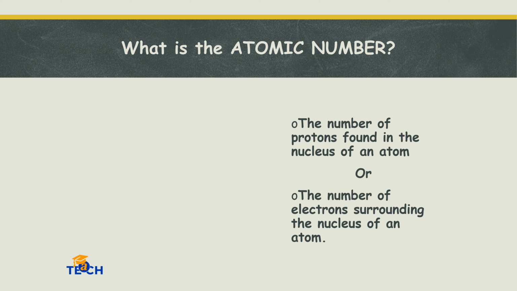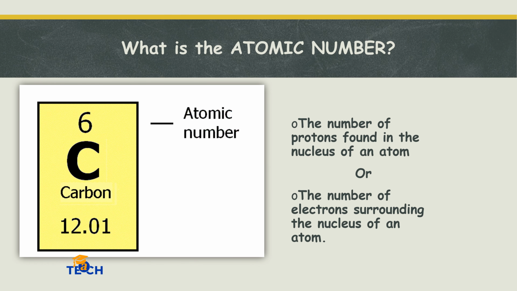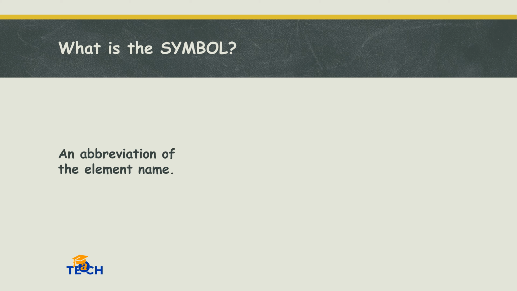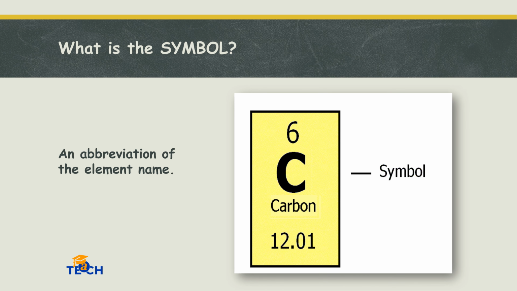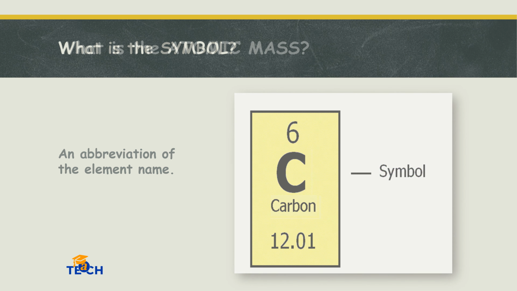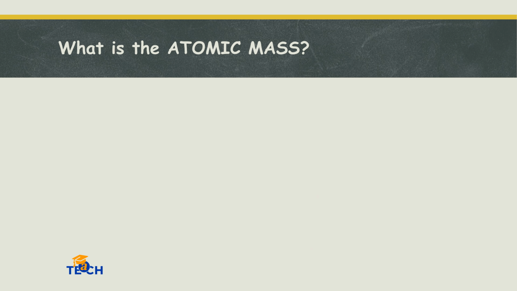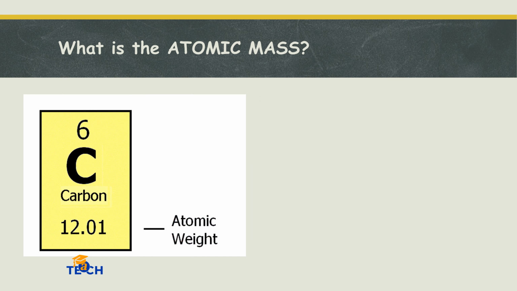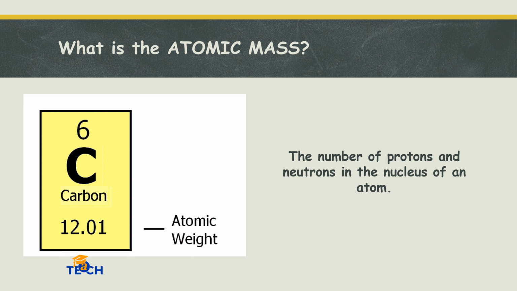What is the atomic number? The number of protons found in the nucleus of an atom or the number of electrons surrounding the nucleus of an atom. What is the symbol? An abbreviation of the element name. What is the atomic mass? It is the number of protons and neutrons in the nucleus of an atom.